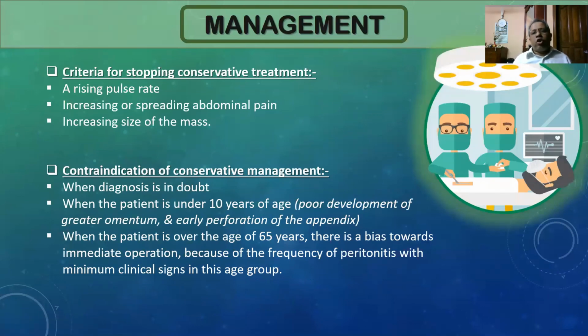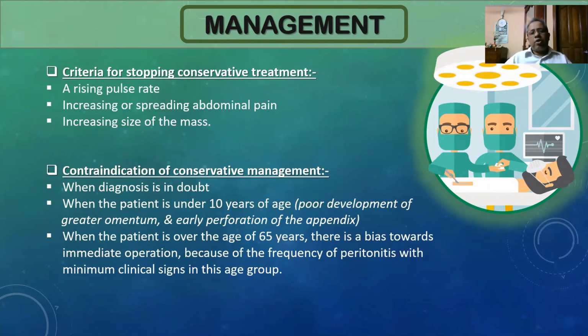Criteria for stopping the conservative treatment: when do you stop the Ochsner-Sherren regimen? When the pulse rate is rising, when there is increasing or spreading abdominal pain, or when the size of the mass increases. A raised pulse means the patient has more inflammation, more pain, tachycardia, representing deterioration of the condition. An increase in size indicates it is not resolving, it is deteriorating. Then you stop the regimen and go for surgery immediately.